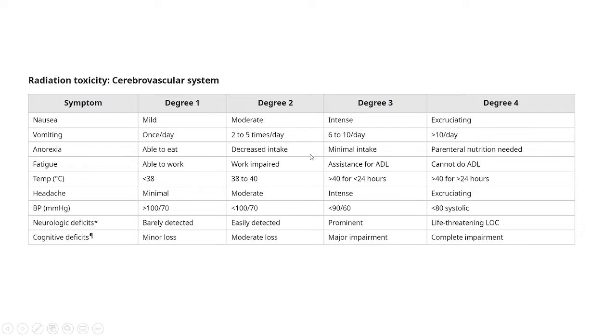Then moving on to the various degrees of cerebrovascular symptoms. Basically, the symptoms get worse as the degree increases, and it depends upon the amount of dose the patient has been exposed to. At degree 4, palliative treatment is basically given, as death is inevitable in these patients.